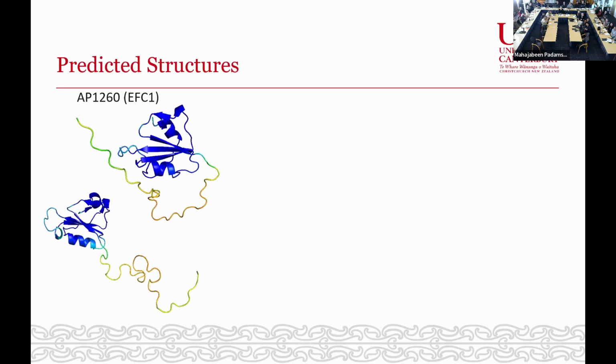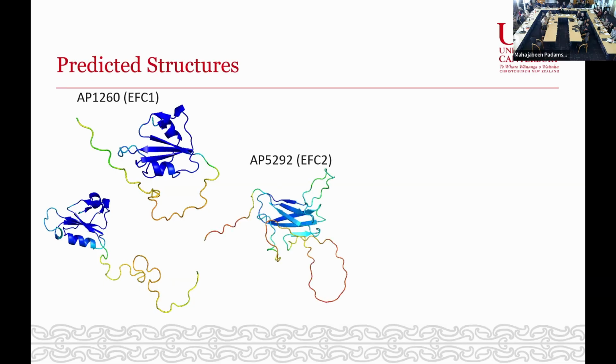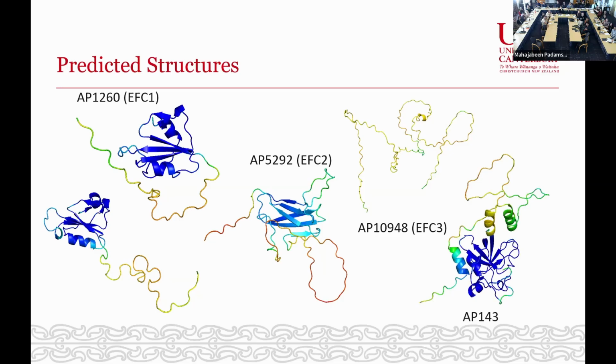So this is 1260, the one that Grant talked about yesterday. And as Perry mentioned, there are haplotypes in Australasian psidii, so you get two versions of the same protein that differ slightly. And then we also have 5292 and 10048, which are the other ones that Grant mentioned yesterday. And then this other one here, which I've been working on, is called 143.